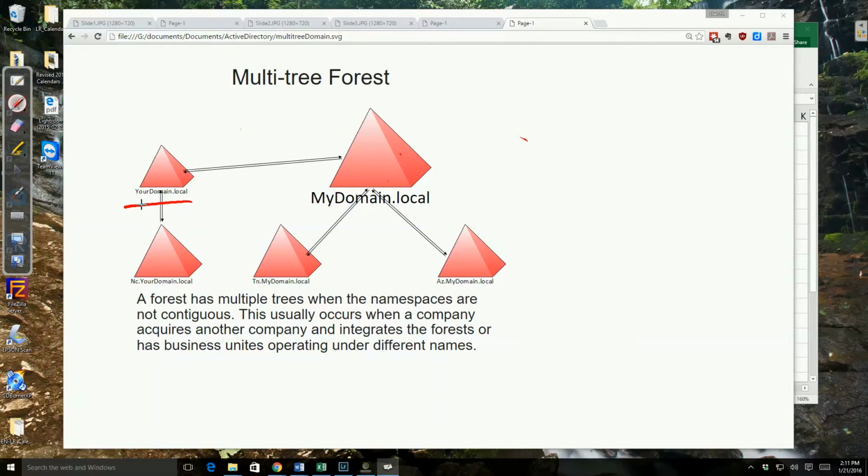So we can have as many trees as we want. We can have as many subdomains under that. And if we need to, we can even have subdomains under subdomains. So under the Arizona domain, I could have phoenix.az.mydomain.local. And that tree can get very large if you're a very large company. With most companies, it's not. Most companies are small and they're single tree forest, and they may have a few subdomains, but not very many.